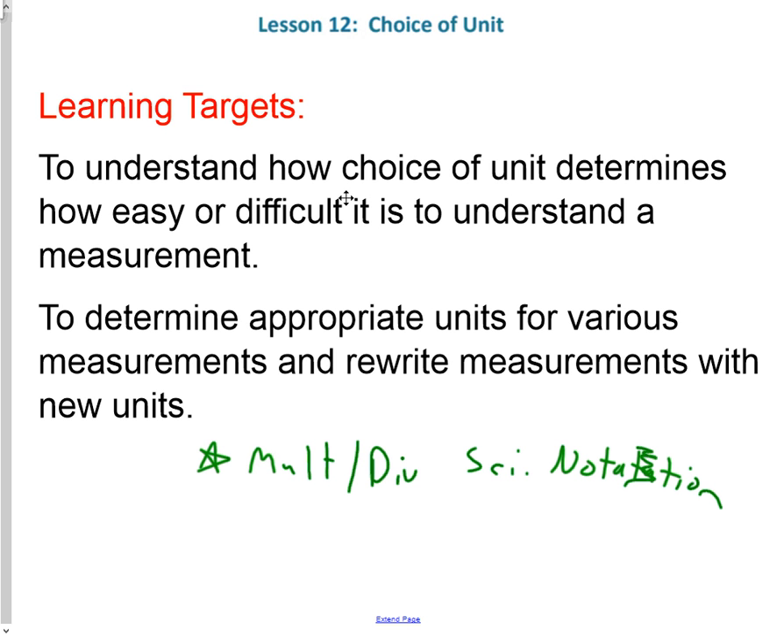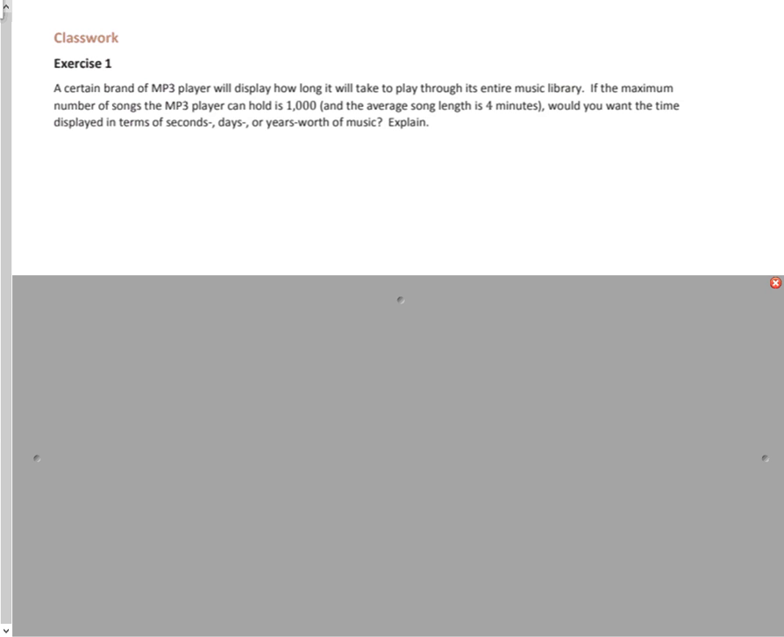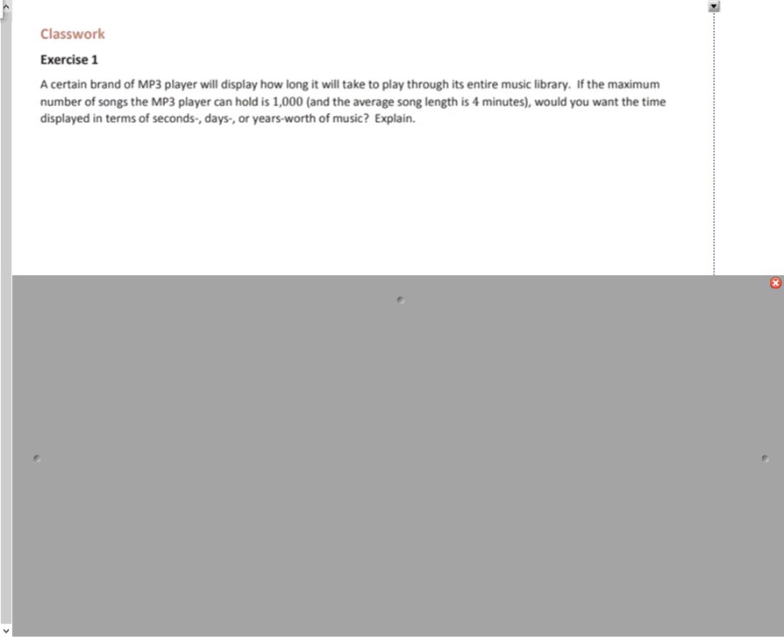But let's get into that first learning target first. Just unit of measurements, which is kind of a review for you, and that's good. But let's look at a couple examples here. First of all, example exercise 1. It says a certain brand of MP3 player, so that's what plays songs, will display how long it will take to play through its entire music library. If the maximum number of songs the MP3 player can hold is 1,000 songs, and the average song length is about 4 minutes, how would you want the time displayed in terms of seconds, days, years worth of music?